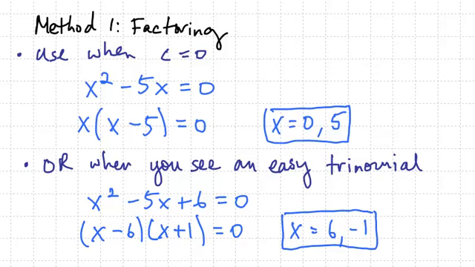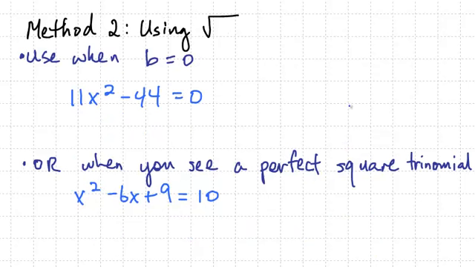Alright? Other methods. Second method is using the square root. I should be looking to use the square root when b equals 0. So here I have this x squared term, I have the constant term negative 44, but I'm missing the x term here that's usually in the middle.